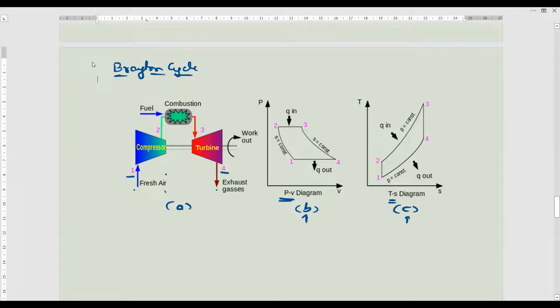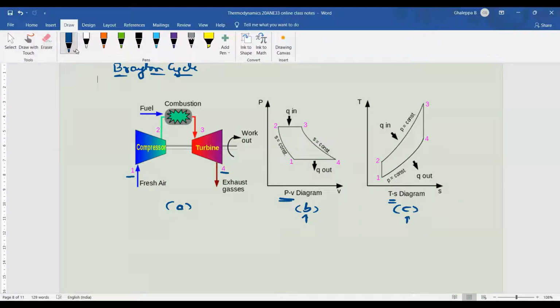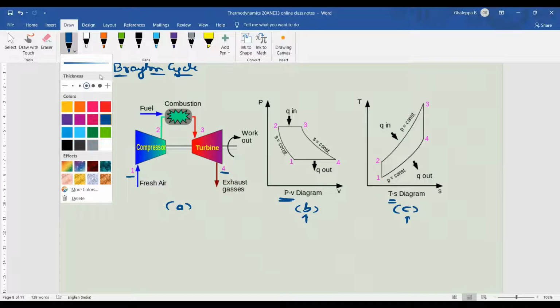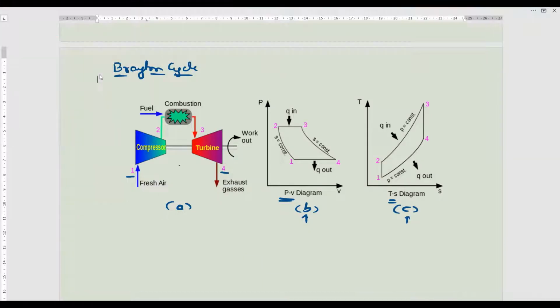Okay. So now I will erase this. First we will understand the open cycle. Then we will understand the closed cycle. Okay. So first point, what is the Brayton cycle? The Brayton cycle consists of three major components.